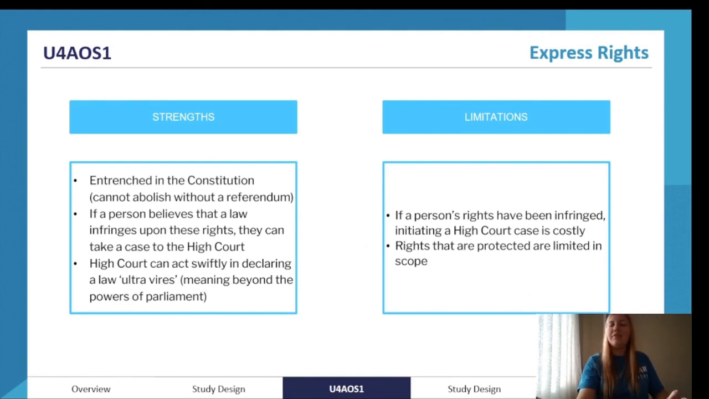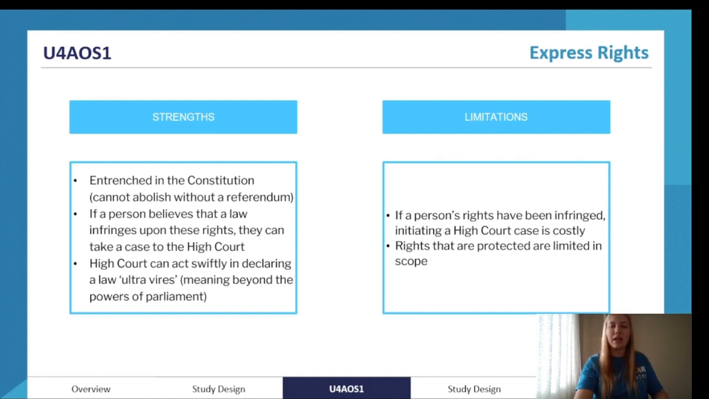They are broad. There have not been many disputes where these express rights have been brought to the High Court. Therefore, it is unclear even in which circumstances what the Commonwealth can do, cannot do, what is a breach of an express right, what isn't a breach of an express right. That's a big overarching limitation.